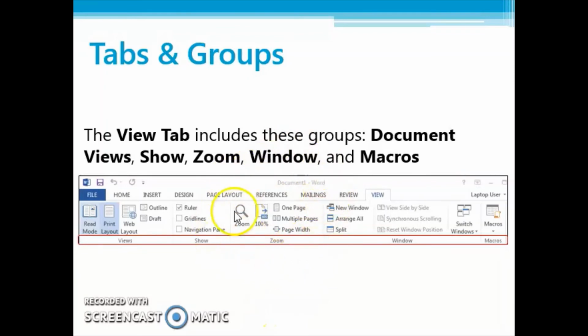Zoom allows us to increase or decrease the size of the document in the window, view one or more pages, or adjust the page width. Window is going to let us open a second window, split a window, or stack windows so you can see different parts of your document at the same time. And macros is what is going to allow us to create a shortcut to a frequently performed task, such as adjusting bullet point margins in your document.